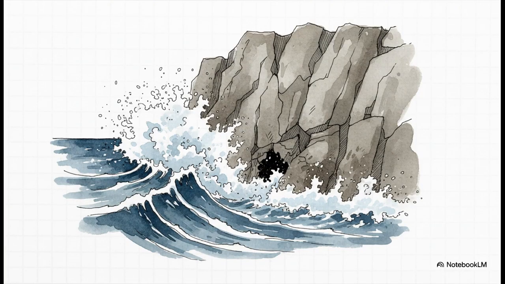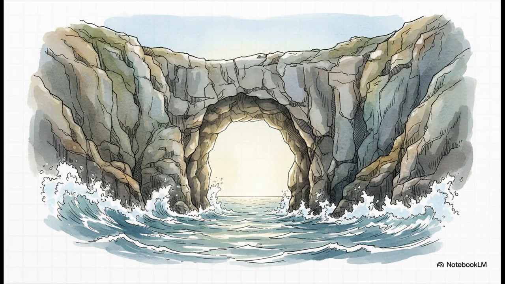Using hydraulic action and corrosion, those waves hammer away at the base of the cliff, zoning in on any little weakness or fracture. Over thousands of years, they carve out a hole, and a coastal cave is born. But our artist is just getting started.